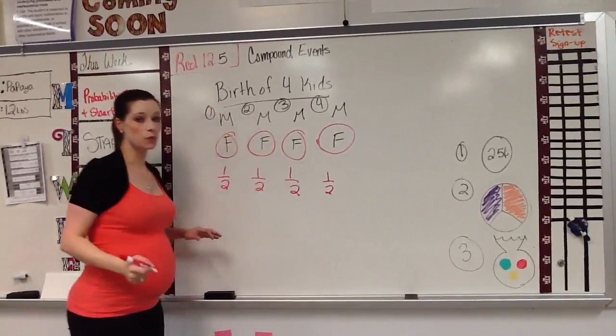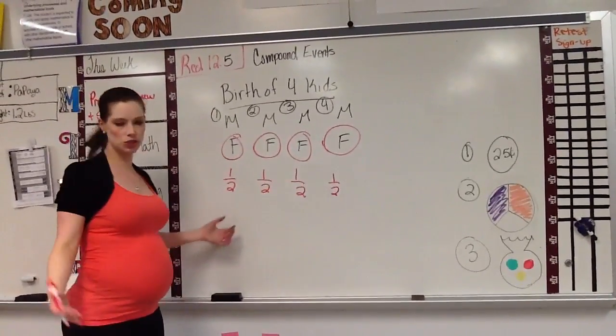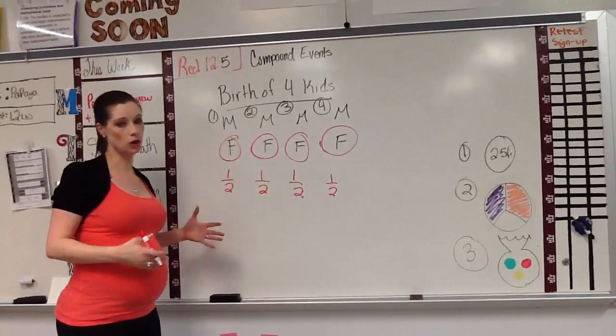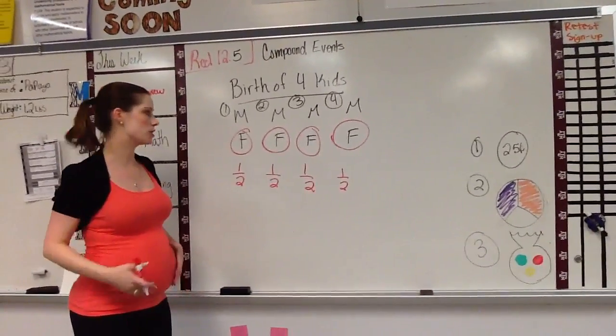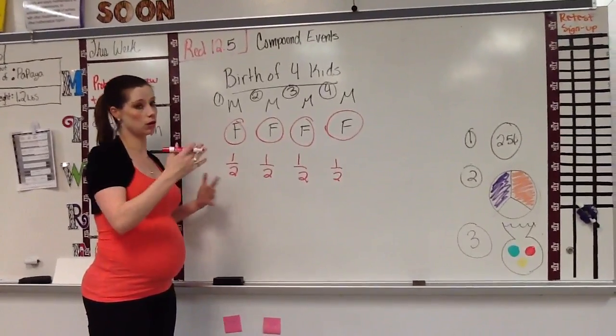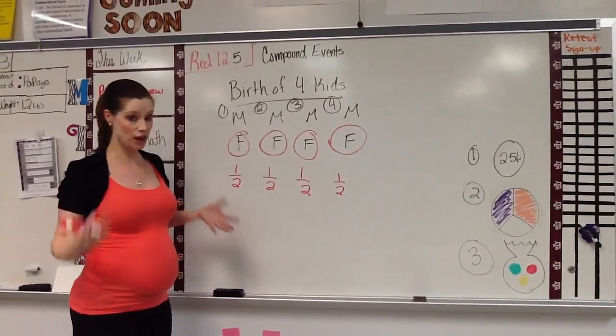So you might ask yourself, well, why isn't the probability of getting 4 girls just 1 out of 2? Well, there's a whole lot more outcomes than that because you could have 1 girl and 3 boys, or 2 girls and 2 boys, or the girls could come in any order. Maybe it went boy, boy, girl, girl, or girl, girl, boy, boy. Those are 2 different outcomes.